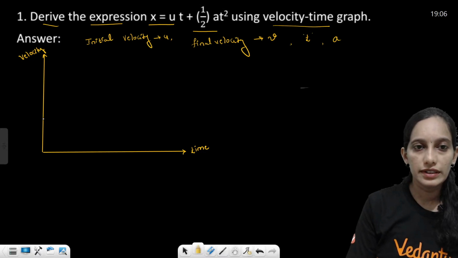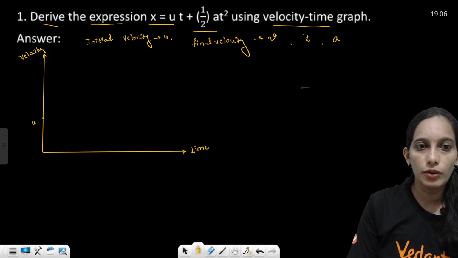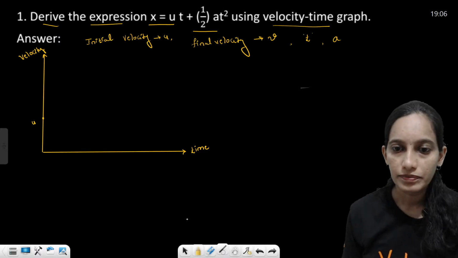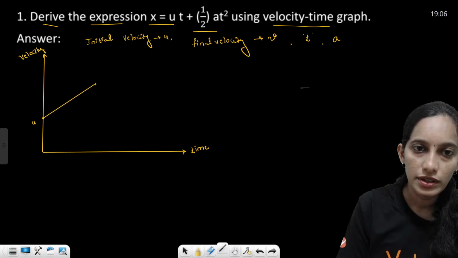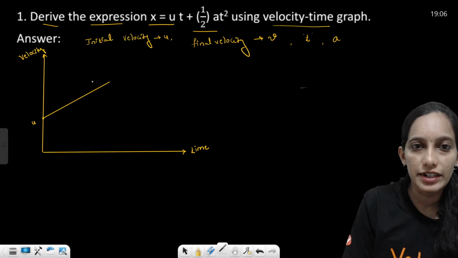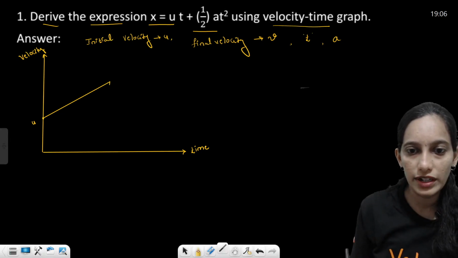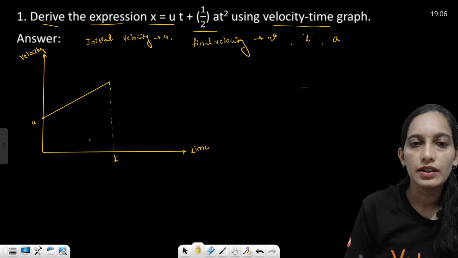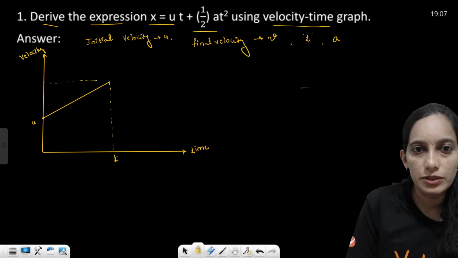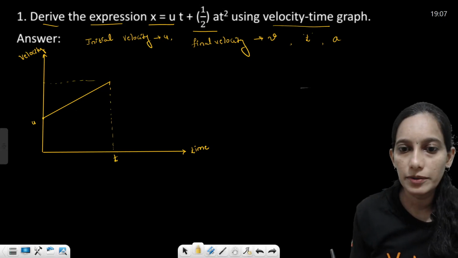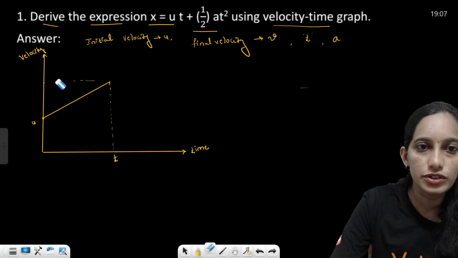Let us say this is the initial velocity, u. From here, uniformly accelerated motion, so we are going to have a straight line graph with slope equal to acceleration. Let me say this point corresponds to the time t, and at that time the corresponding velocity which we have chosen is our v. So we had chosen that as v.